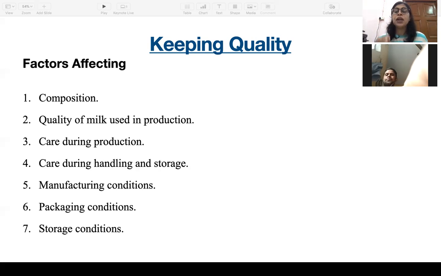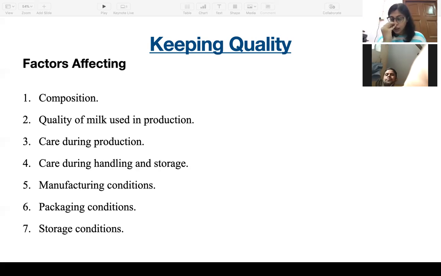Otherwise, what will happen? Due to high temperature, fat will split, and reconstitution of the milk will be difficult. Moreover, once the packet is open, it will be more prone to oxidation. So we have to take care during handling and storage of the product. Proper packaging and proper storage should be taken into consideration depending upon the packaging technique used. Then manufacturing conditions I told you about, proper hygiene should be maintained so that no contamination is there.